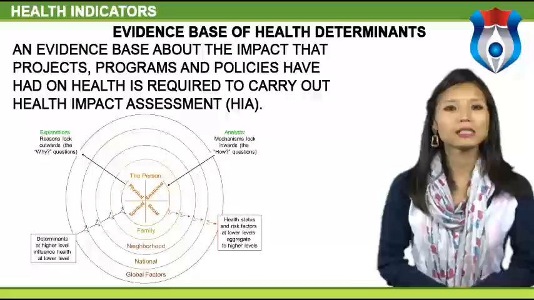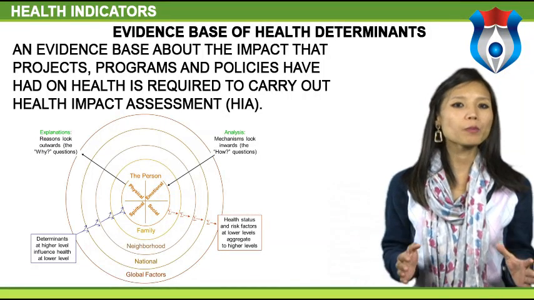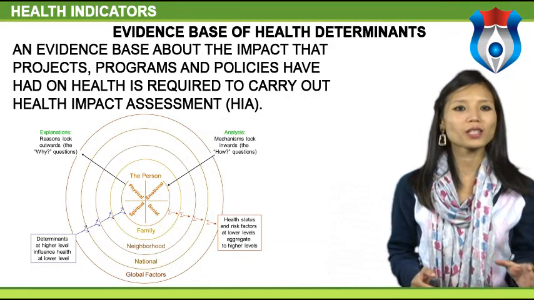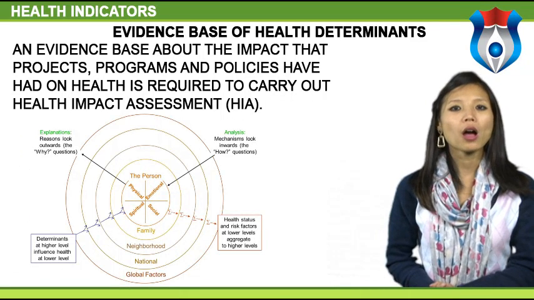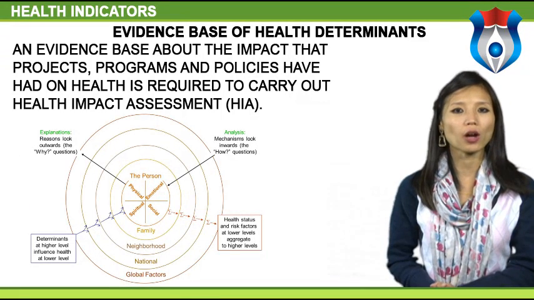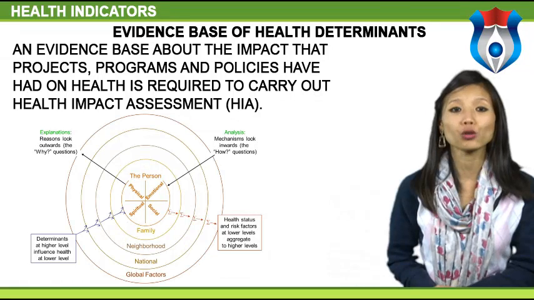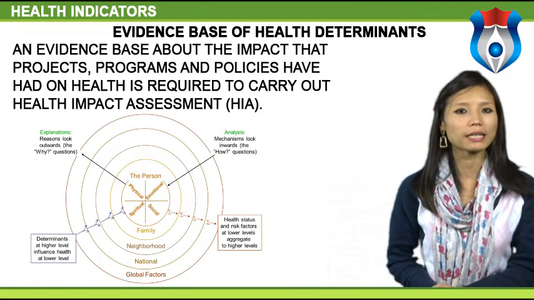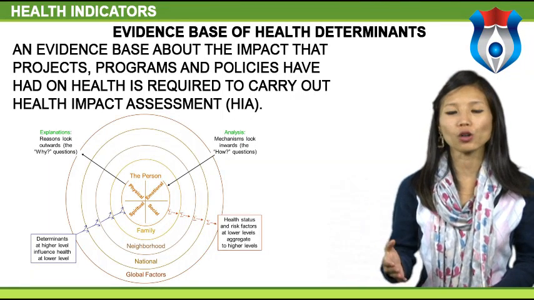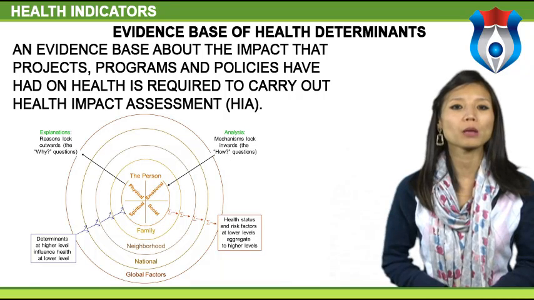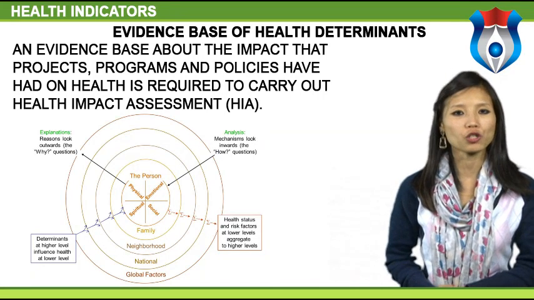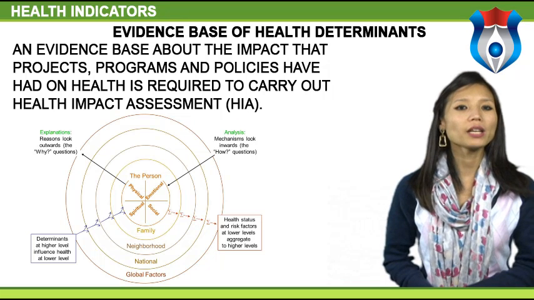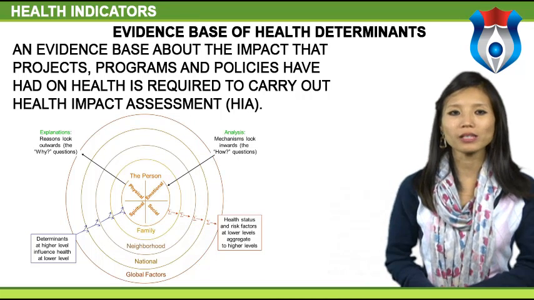Evidence based on health determinants. An evidence base about the impact that projects, programs and policies have had on health is required to carry out health impact assessment (HIA). The best available evidence is used within the appraisal stage of HIA to determine what impacts may occur, both positive and negative, the size of the impact if possible, and the distribution of that impact in different population groups. Providing a comprehensive review of the evidence base is not simple.